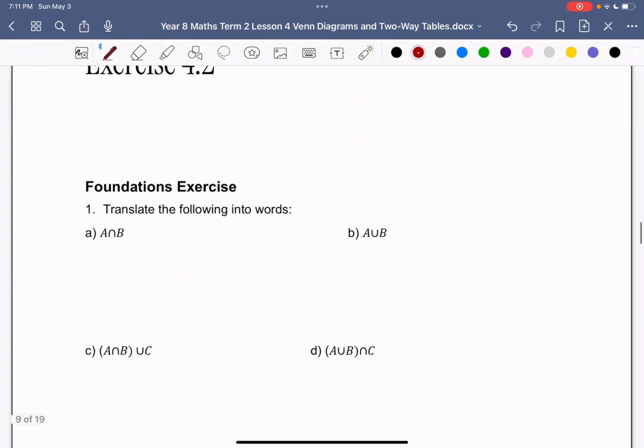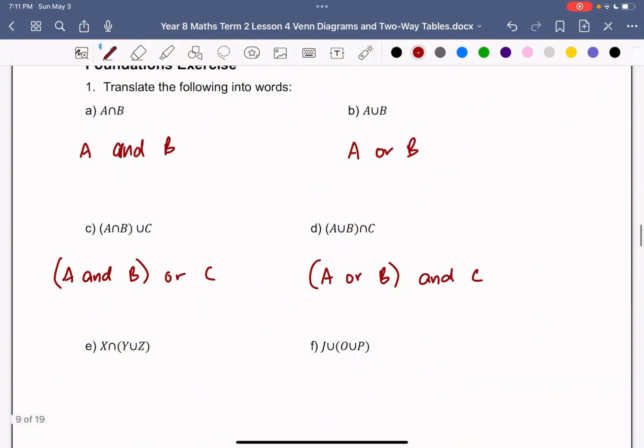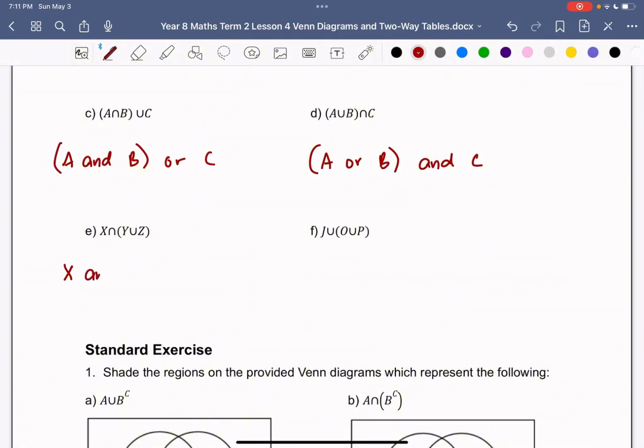I'm going to translate the following into words. Now remember, when it's facing down, it's and. So this is A and B. If it's up, it's A or B. This is saying A and B or C. This is saying A or B, that probability, and C. This would be X and then in brackets, Y or Z. And this would be J or, brackets, O or P.